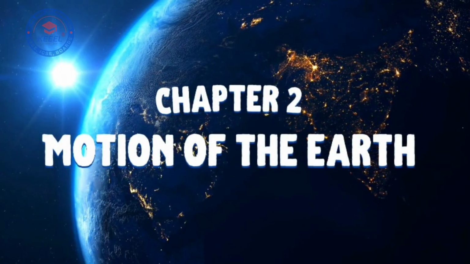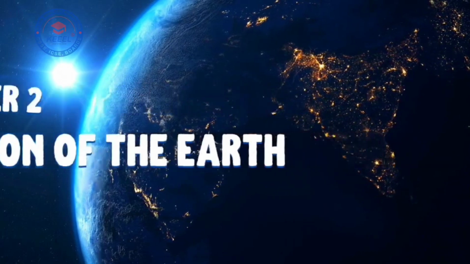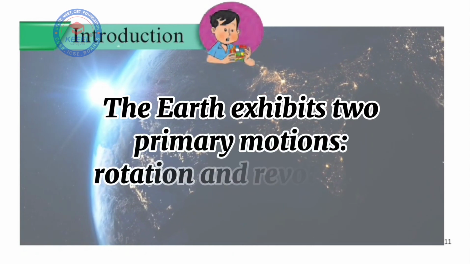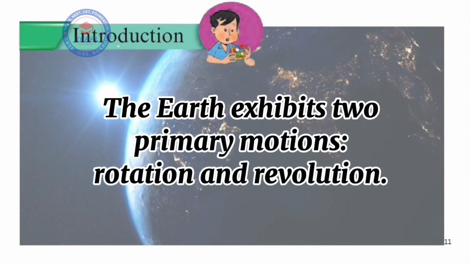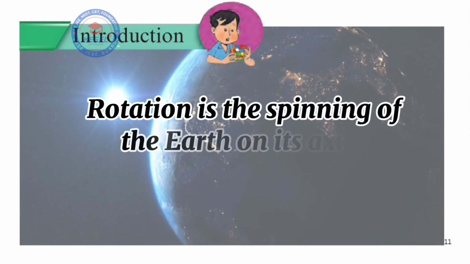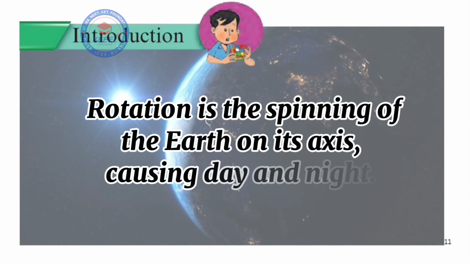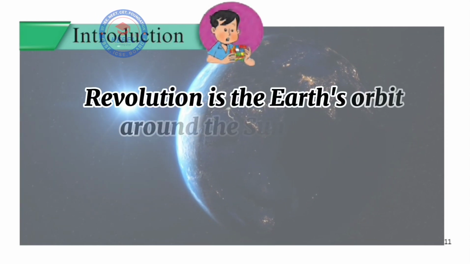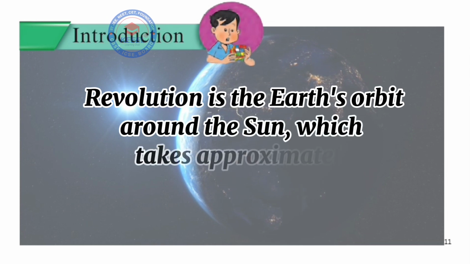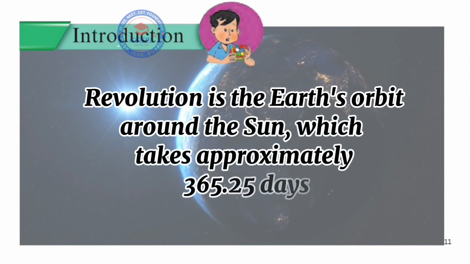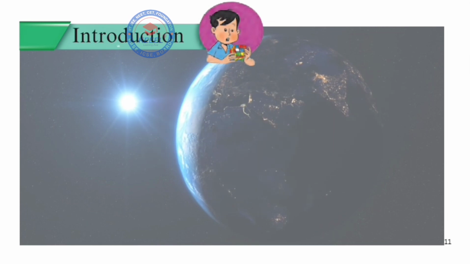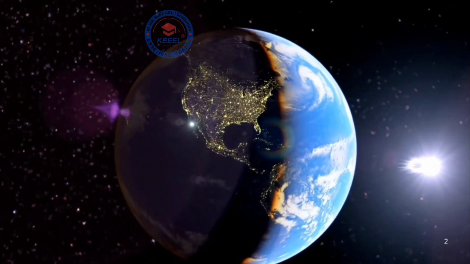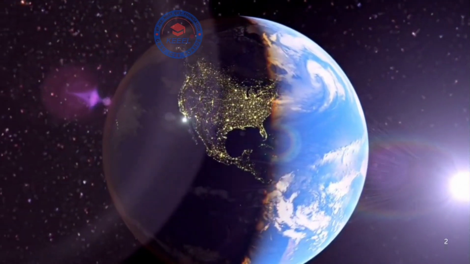Chapter 2: Motions of the Earth. The Earth exhibits two primary motions, rotation and revolution. Rotation is the spinning of the Earth on its axis, causing day and night. Revolution is the Earth's orbit around the Sun, which takes approximately 365.25 days. Today, we are going to learn something very exciting: how our Earth moves.